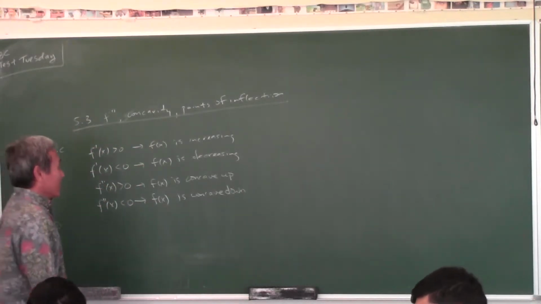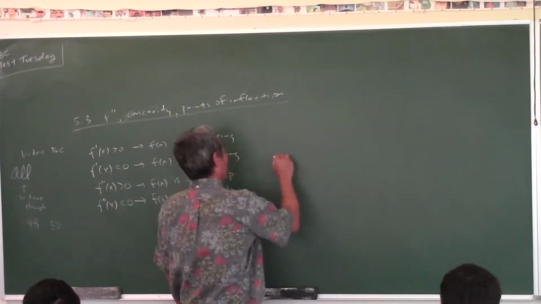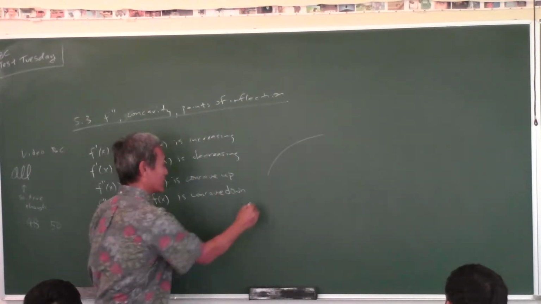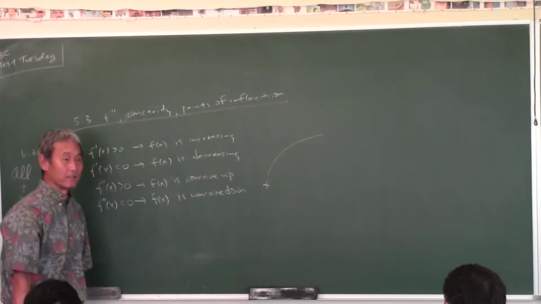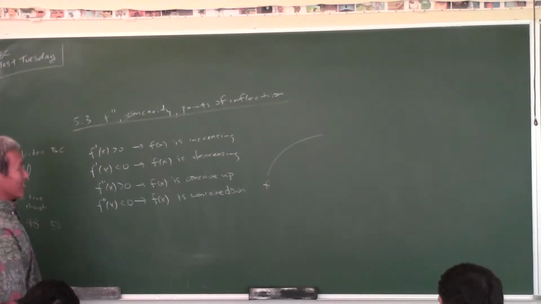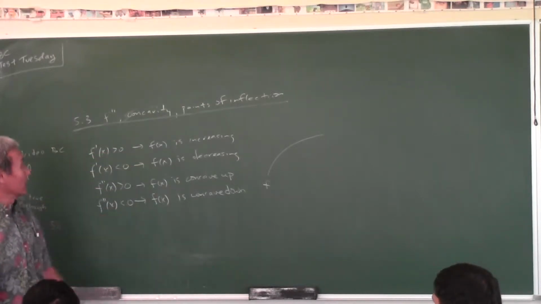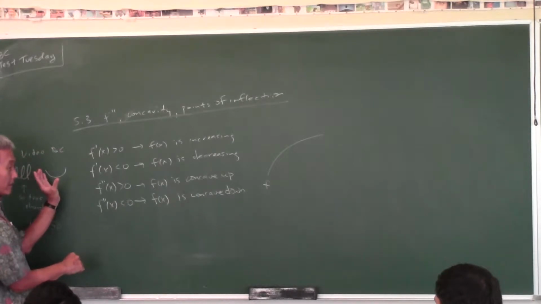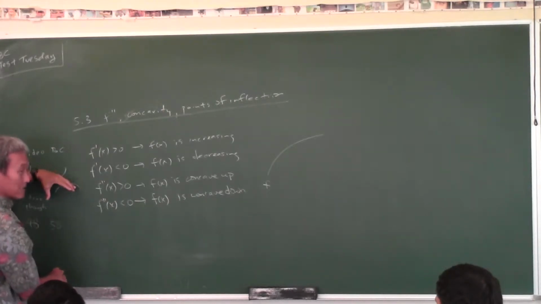Okay, now let's take a look at something. Let's say you have a graph that looks like this. This is the graph of f. Is it increasing or decreasing? Increasing. Is it concave up or concave down? It's concave down. Look, concave up, it holds water. Concave down, it doesn't hold water.